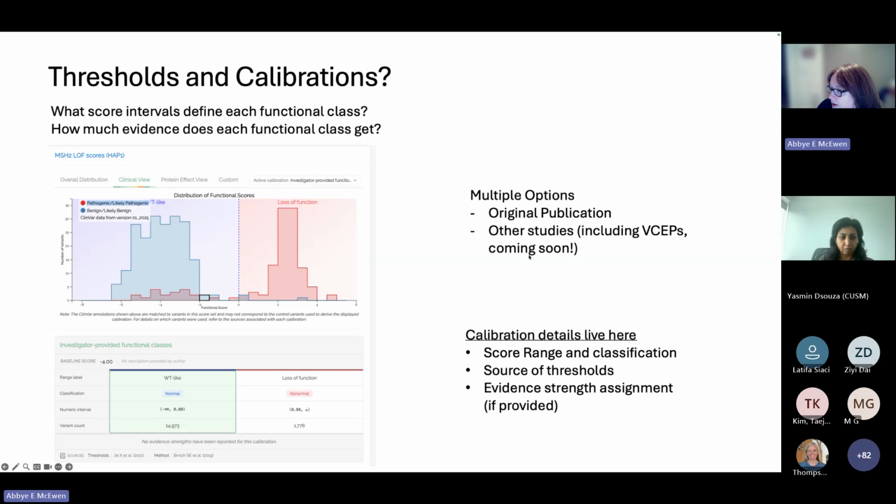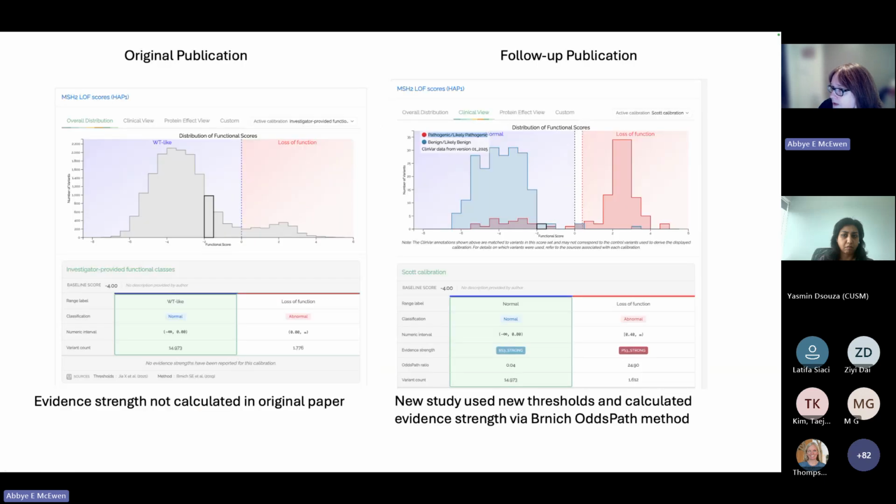However, we're also supporting community calibrations, including some done by our IGVF coding variant focus group, and we're working with VSNs to get the calibrations that they like in this as well. So calibration details include what the score ranges are for each interval, where those thresholds came from, and then what the evidence strength or odds path is that goes with that data set.